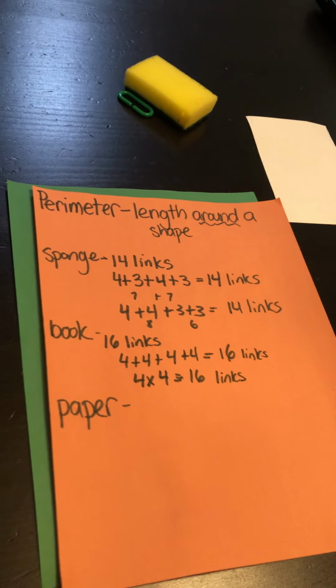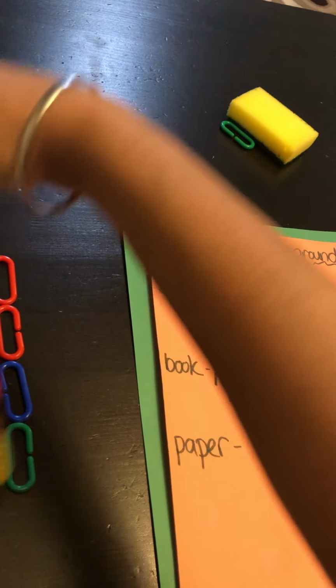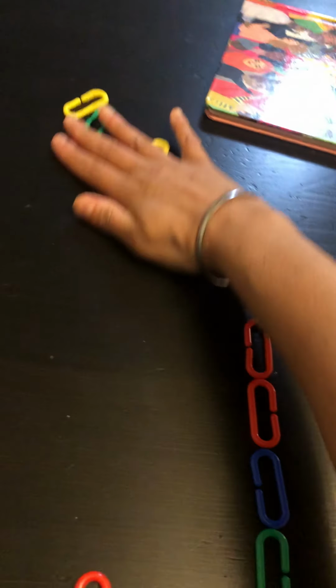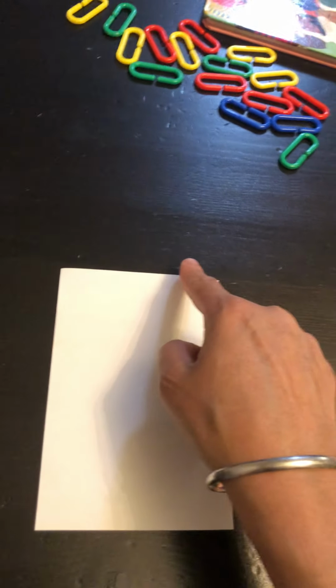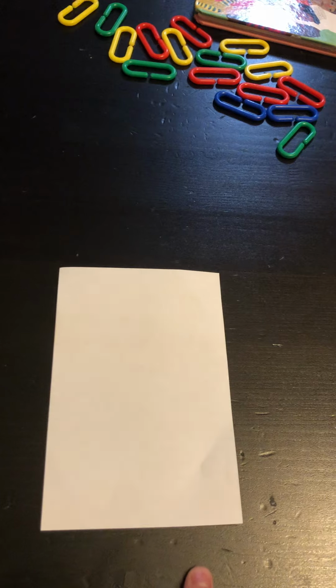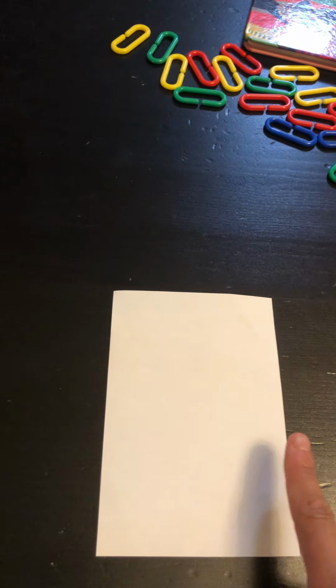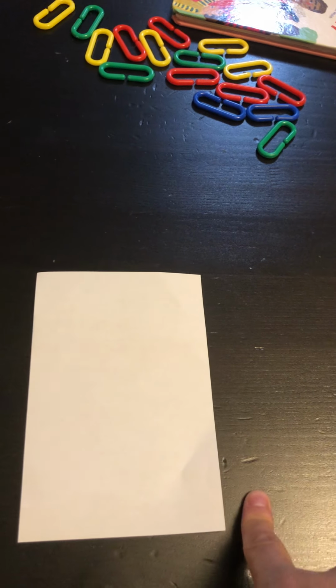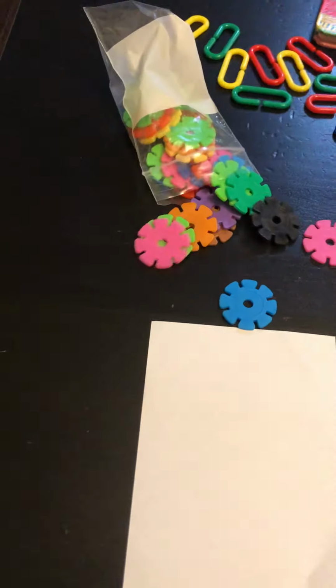Okay, I'm going to do one more example. I am going to measure this rectangle, a piece of paper. Even before I start, I think in my head, this side is parallel to this side, so whatever number I get here, I should get here on this side. This side is parallel to this side, so whatever number I get here, I should get on this side as well. I'm going to use the flowers here.